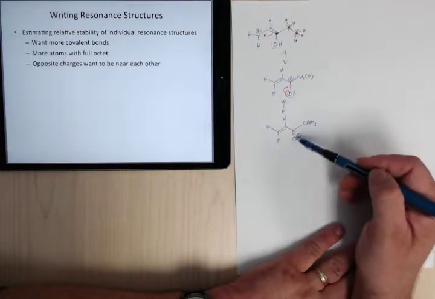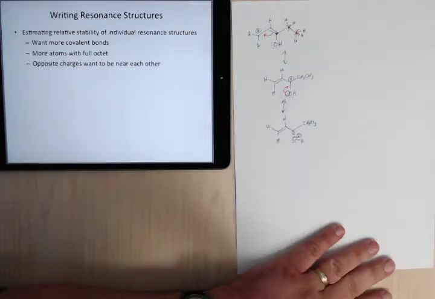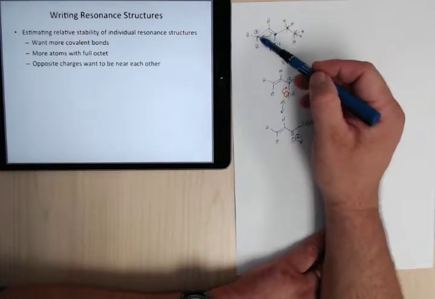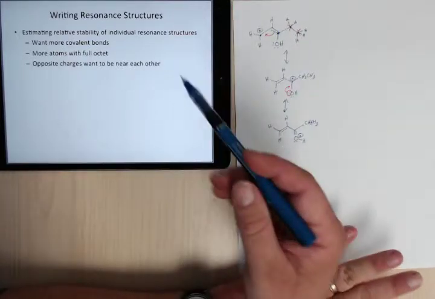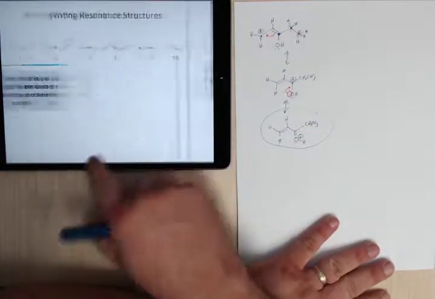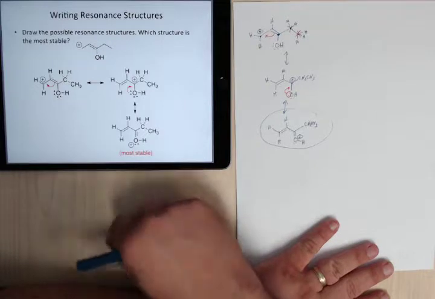Okay. So even the oxygen, right? So 2, 4, 6, 8. Okay. Here, this one didn't have its octet filled. Neither did this one. And there's only 1 charge, so we don't have to worry about charge separation. So this is going to be the most stable. Okay.